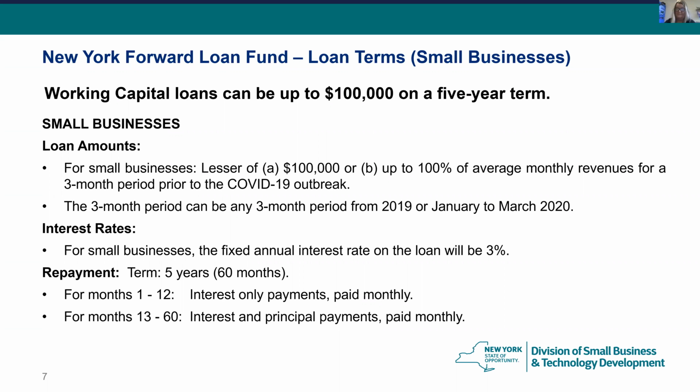Repayment terms, 5 years, so it's a 60-month loan. For the first 12 months, for the first year, it is interest only. So you're only going to be making interest payments for the first year. And then for the remaining 4 years, months 13 through 60, you make interest and principal payments. They're also paid monthly.